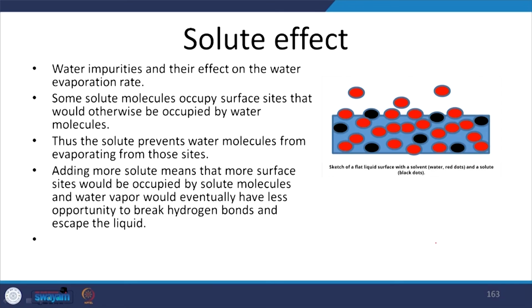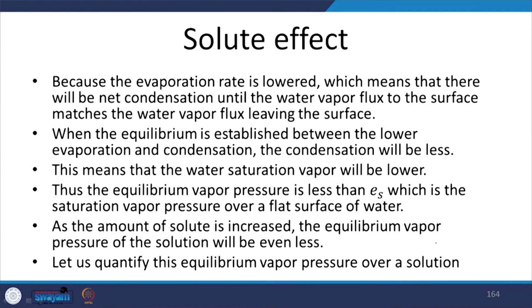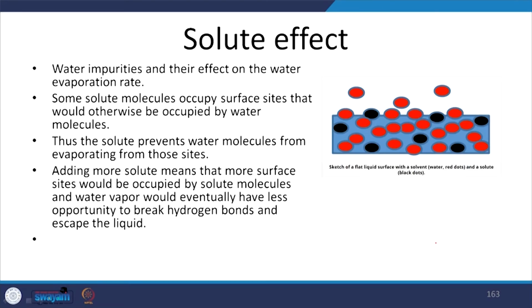Some solute molecules occupy the surface sites that would otherwise be occupied by water molecules, right, some of them. In this given diagram, the red circles are the water molecules and the black circles are the solute molecules. So, the surface is shared by both of them, right. Thus, the solute prevents water molecules from evaporating from those sites, because the sites are now occupied by the solute. So, adding more solute means that more surface sites would be occupied by solute molecules, and water would have less opportunity to break the hydrogen bonds and escape from the liquid. Right. So, this is the basic idea of the solute effect.